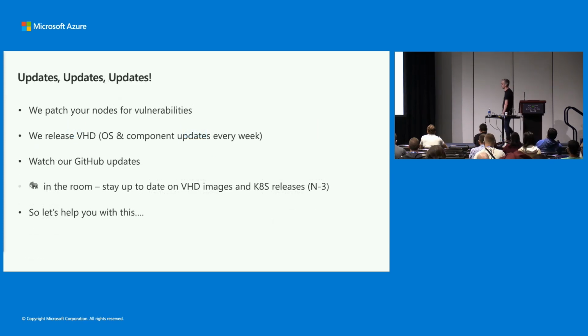So, updates. I can't stress enough how important this is for customers to maintain their nodes. A lot of the support requests that we get from customers are because they haven't updated or there's a bug which hasn't been fixed. And so we patch your nodes for vulnerabilities. That happens every 24 hours. We'll go and check and install those for you. But we release a VHD every week. Look for our GitHub updates to see whether you want to consume that. But the node image incorporates component updates and bug fixes as well. And I've already talked about N-3 support. It's really, really important to make sure that you're supported so we can look after you.